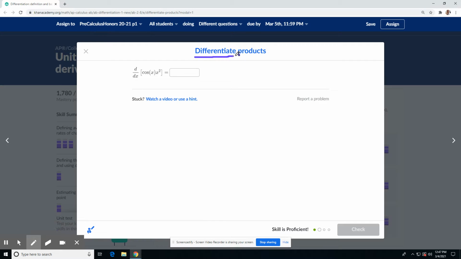We are looking at differentiating products, or recognizing that we have one function times another function. So if we're asked to do the derivative of an f function times a g function, then it's going to be, and I remember it as, the derivative of the first times the second plus the derivative of the second times the first. That's how I remember it. So let's go ahead and use this and apply it to these two functions here.